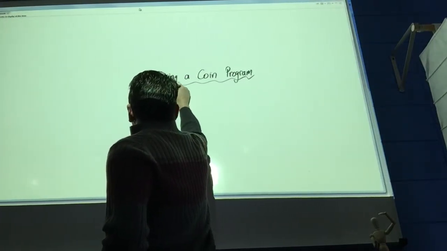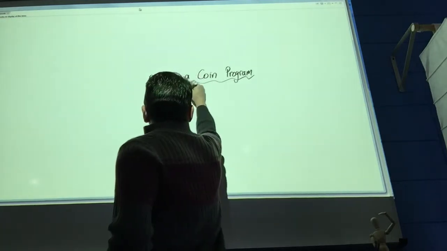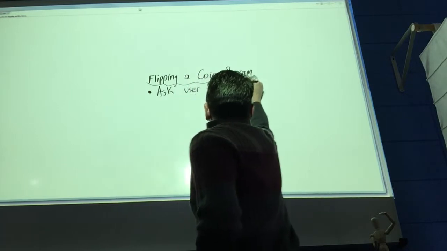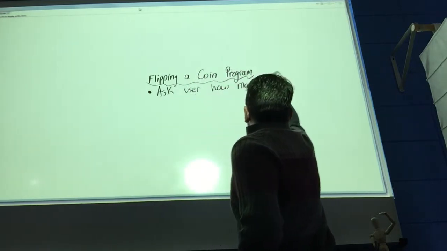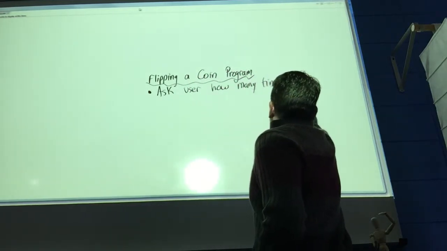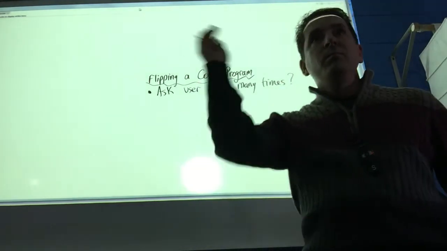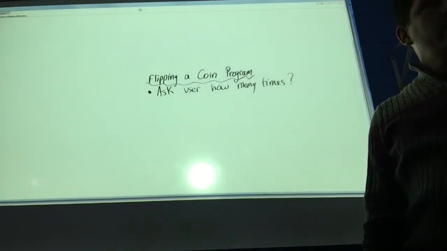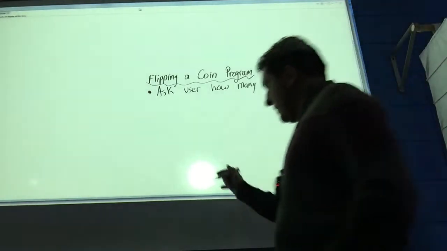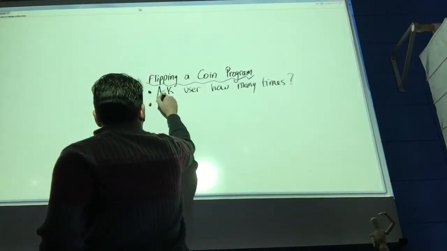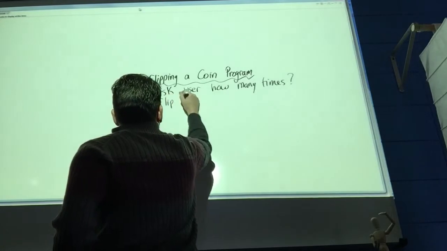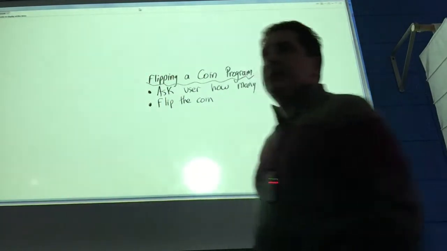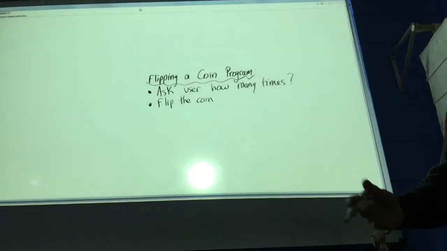I want to be able to eventually, this is the ultimate thing, ask the user how many times they want to flip the coin. So they can enter 10, they can enter 10 million, they can do whatever. Okay. So then the computer is supposed to flip the coin. But our problem is we have to simulate that.